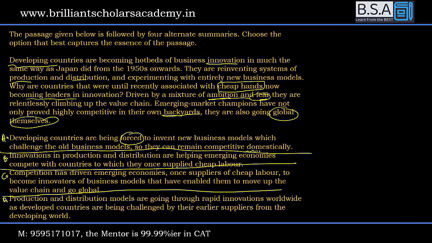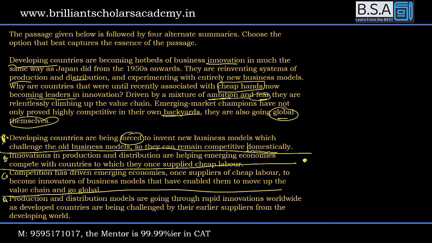ये क्या बोल गया? Domestically. मैं अगर आगे की बातें ध्यान भी छोड़ दूं, it says they want to remain competitive domestically. Here they are going global themselves. A is gone. Innovations in production distributions are helping emerging economies compete with countries to which they once supplied cheap labor. So B makes a lot of sense.